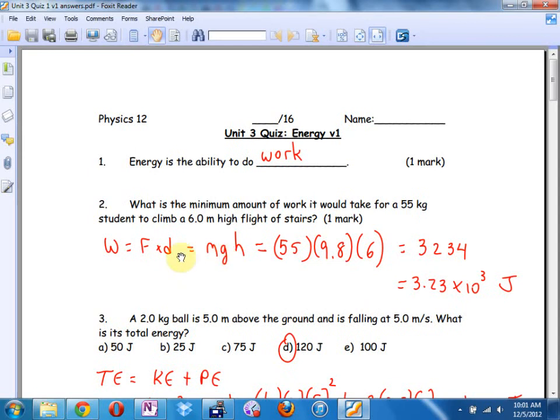So it's going to be force times distance. Which force when you're climbing stairs? Gravity, mg. Which distance? h. In fact, that's where our potential energy equation came from. You get 6.23 times 10 to the 3rd joules.